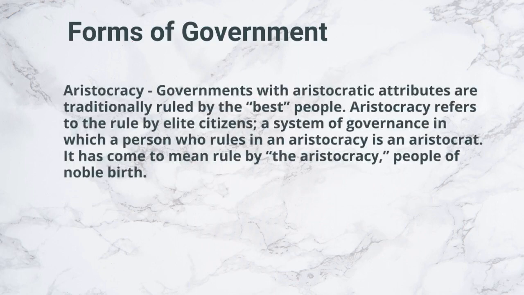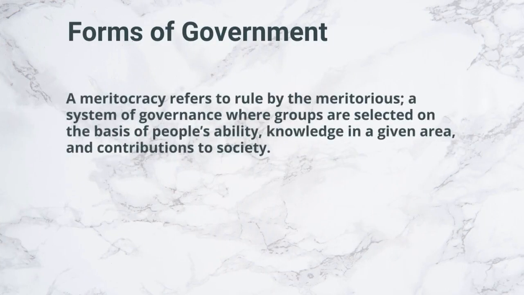A number of different forms of government have been identified. Governments with aristocratic attributes are traditionally ruled by the best people. Aristocracy refers to the rule by elite citizens, a system of governance in which a person who rules in an aristocracy is an aristocrat. It has come to mean rule by the aristocracy, people of noble birth. A meritocracy refers to rule by the meritorious, a system of governance where people are selected on the basis of their ability, knowledge in a given area, and contributions to society.